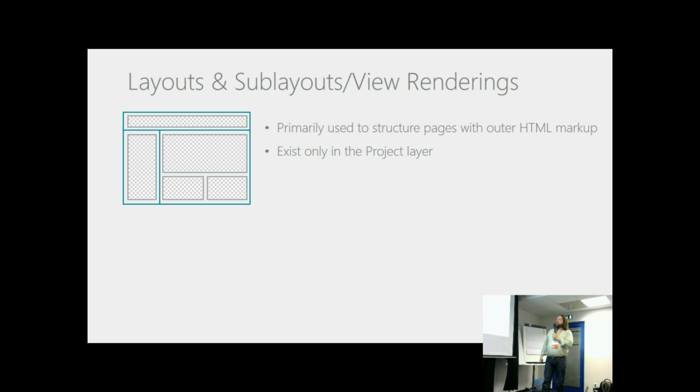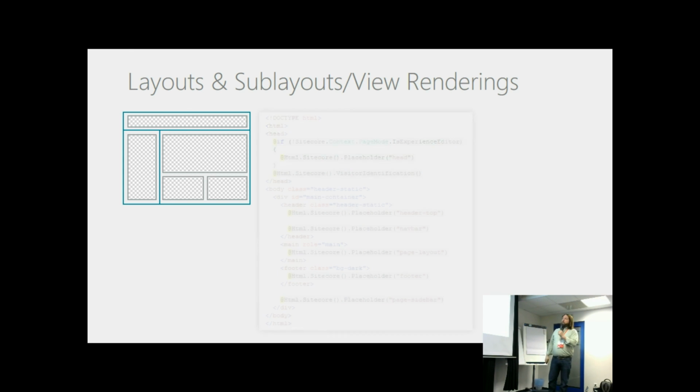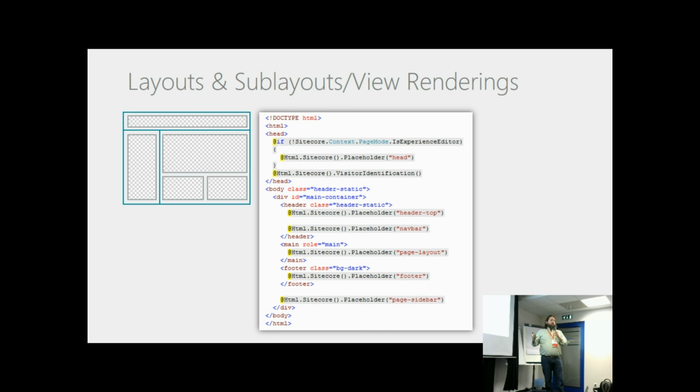So layouts. Layouts and sublayouts, or in MVC view renderings. These are going to belong in the project layer. These are the things that define the structure of the page, whether it's got options for a right rail, for instance, or header and footer, or whether it's got a left rail or not. They're used primarily for structuring the page. We're not talking about getting data from Sitecore or displaying data, anything like that. It's just about simple markup and division of the page.